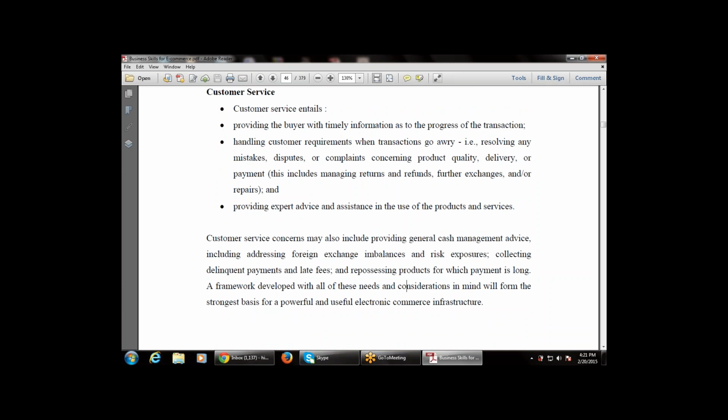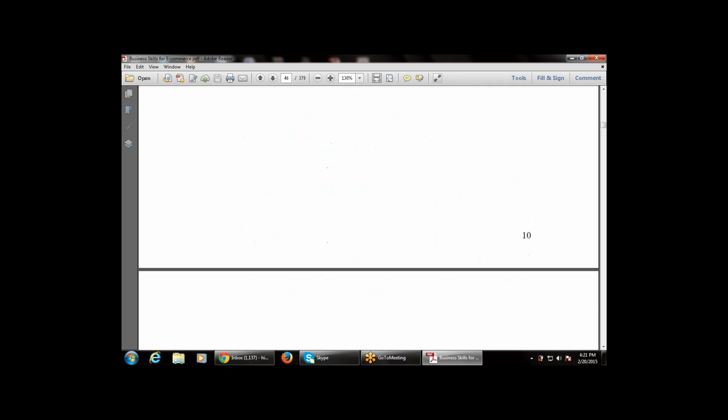Whenever all this consideration is taken in mind, it will form the strongest basis for a powerful and useful electronic commerce infrastructure. So when all the information and considerations are taken together, the new infrastructure is built, that is the e-commerce framework. This forms the strongest basis for a powerful and useful electronic commerce infrastructure.